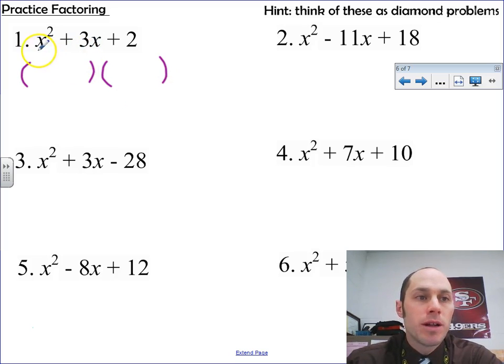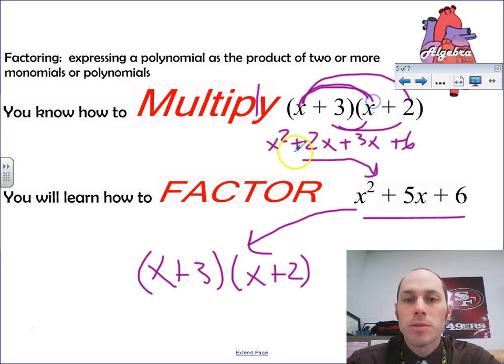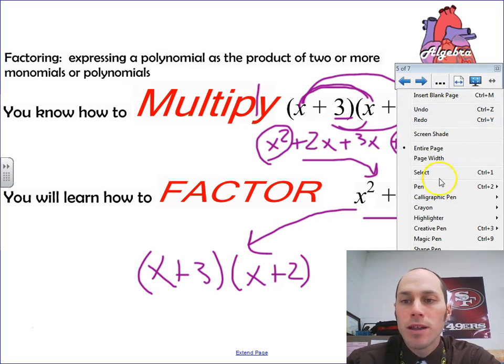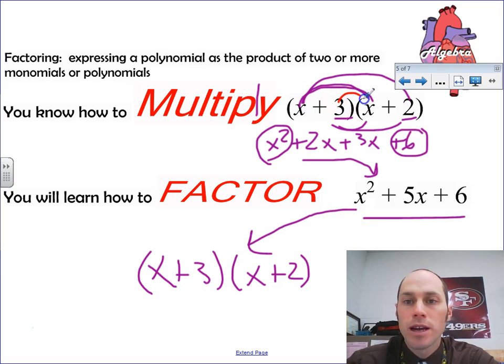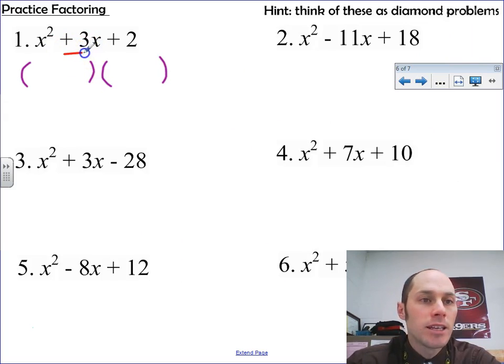Well, remember when we multiply our two binomials, the first terms multiply together, and the last two terms multiply together. And then when we multiply these middle terms together, the 3 times the x, the 2 times the x, we end up adding those together. So that's where that diamond puzzle comes in. We're going to end up adding to get these two, and this is our product. So our product on top and the sum on the bottom.